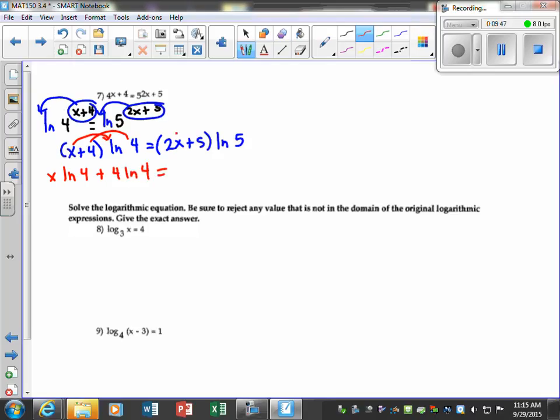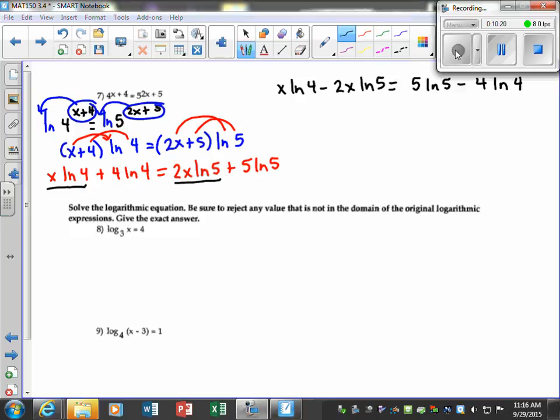So now we're distributing out our parentheses. On the right hand side, we're going to get 2x times the natural log of 5 plus 5 natural log of 5. Okay, now, what's different about this one is we got to keep in mind where we're going. We're trying to solve for x. So what I would like to do is all of the terms with an x in them, we want them on the left side, and all of the terms that do not have an x in them, we want them on the right side. So let's rearrange our equation.